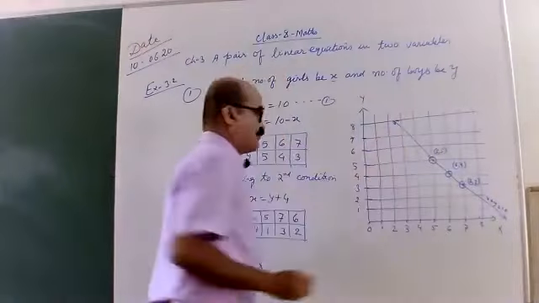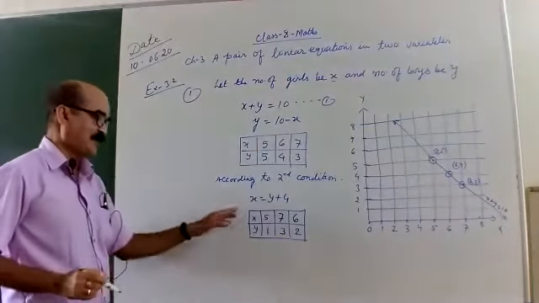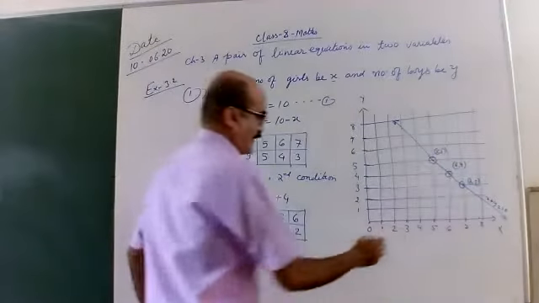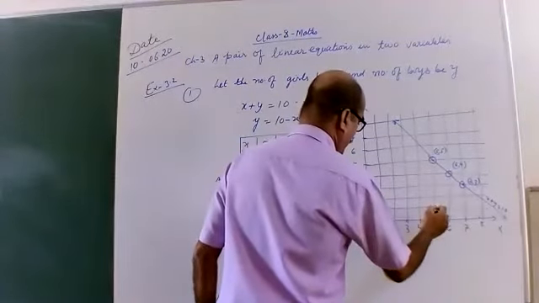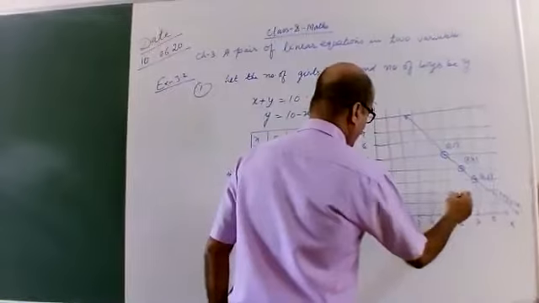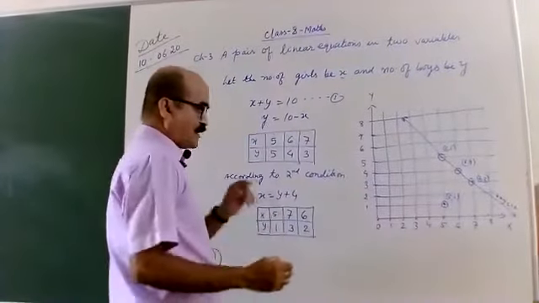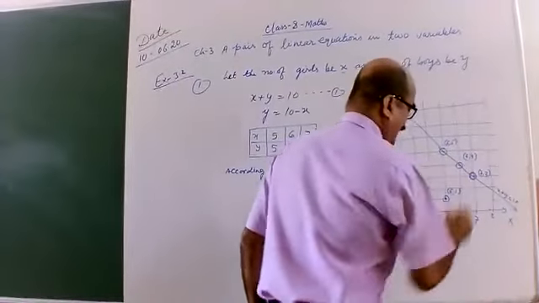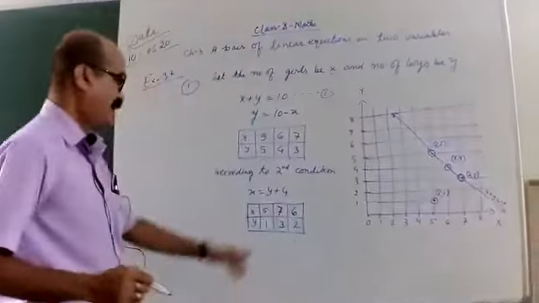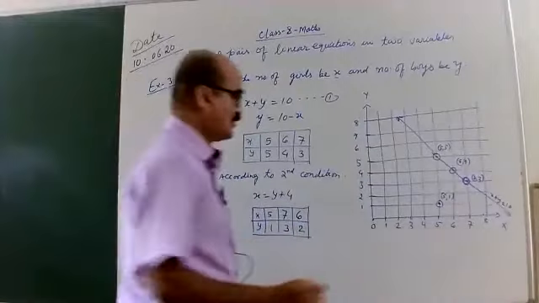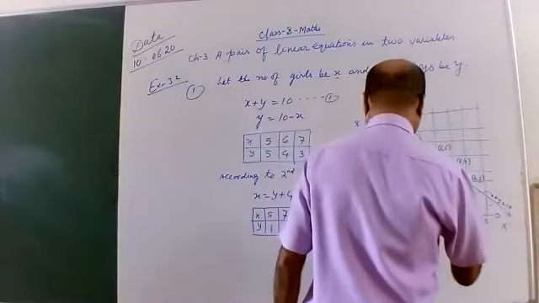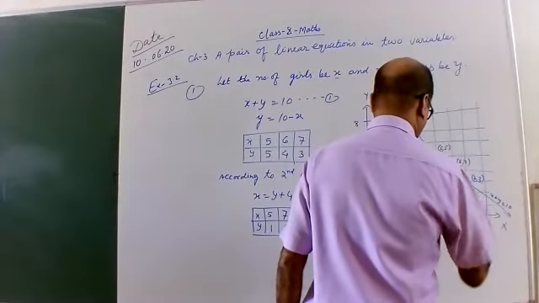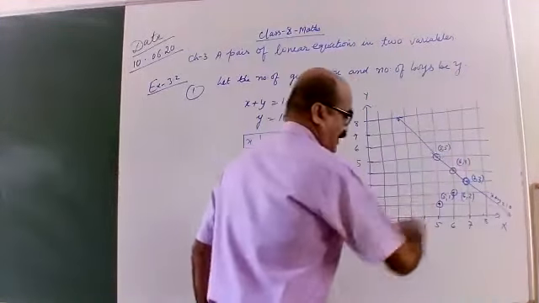Now I am plotting the second equation. First point is 5, 1. Where is 5, 1? This is 5, 1. Second point is 7, 3. This is 7, 3, a common point in both the lines. Right? And third point is 6, 2. 6, 2 is this point. Right? Now join these lines.